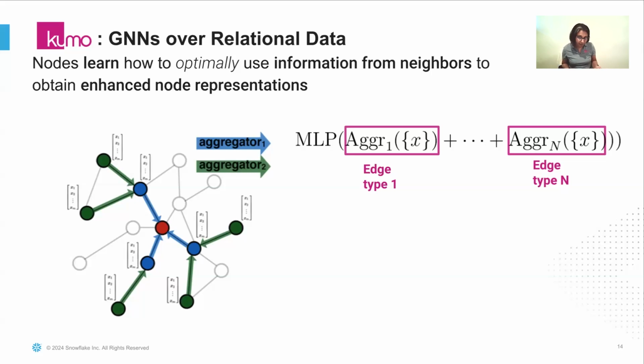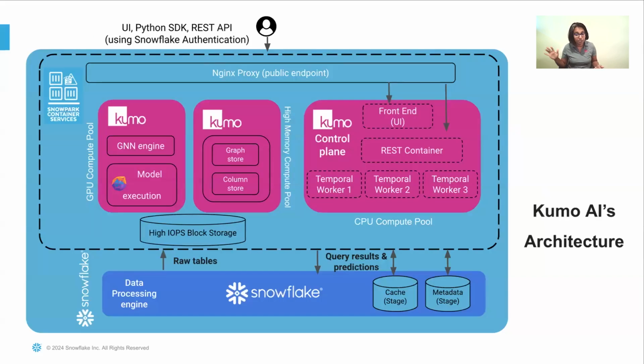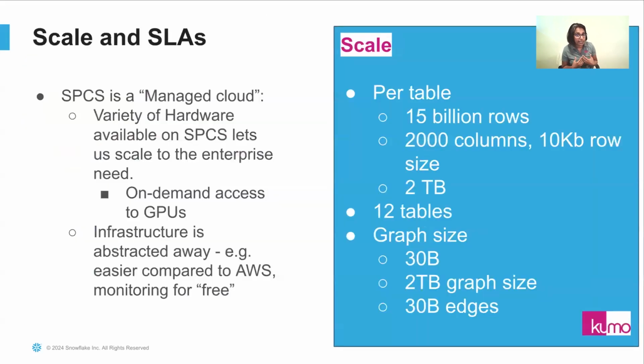To make all of this happen, this is not a simple app. It has a front end that uses CPUs. It has a back end, which is composed of both CPUs and GPUs. This mixed compute pool is necessary to keep costs at a minimum for our customers. And we use the high IOPS block storage to store those intermediate graph representations. And this architecture of ours is letting us scale to graph sizes of over 2 terabytes in size with over 30 billion edges. With that, I'll hand it back to Eduardo.